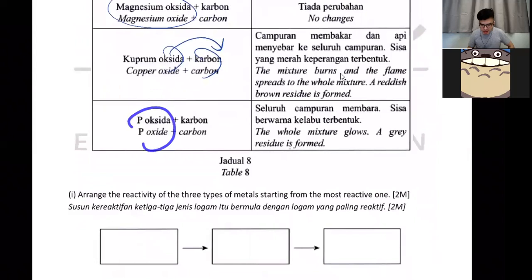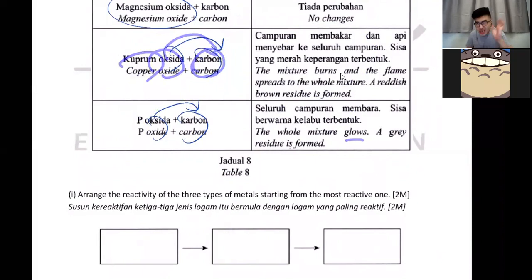Next, P oxide and carbon. Is there any reaction? Yes, you see the mixture glows. That means carbon still takes the oxygen away. But you see, this has higher reaction. This has lower reaction. That means P is actually higher than copper. P is actually better looking than copper, taller than copper. That's why carbon wants to rampas the wife away. It's not so easy. Okay, that's why it only glows. Whereas carbon to rampas wife away from copper is so easy because copper is so ugly. That's why you see the mixture glows.